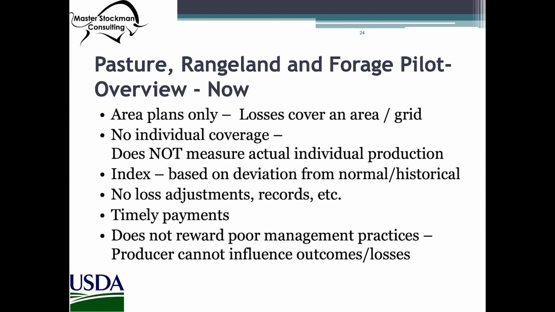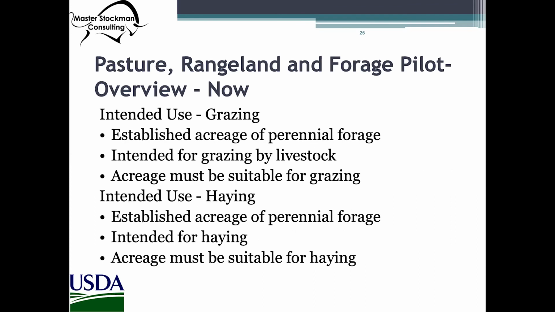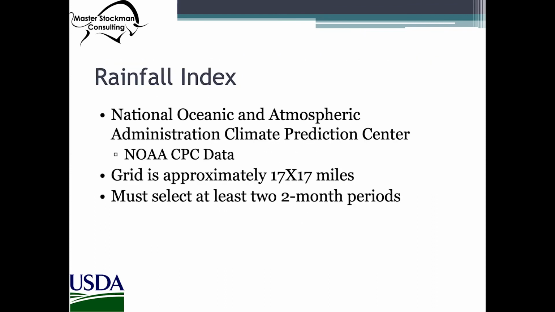The way PRF works now, and I'm going to talk to you about the changes that are being proposed and whether that's going to occur or not, but they're area plans. It's not individual coverage. It's an index based on a deviation from normal historical precipitation. So timely payments, it doesn't reward poor management practices. You can use it either for grazing or haying. You just have to establish acreage for either haying or grazing of livestock. It's based on the rainfall index from NOAA, and your grid that your ranch would be in. Some ranches are in multiple grids. It's a 17 by 17 mile grid, and you must select at least two-month periods when you do this insurance currently.